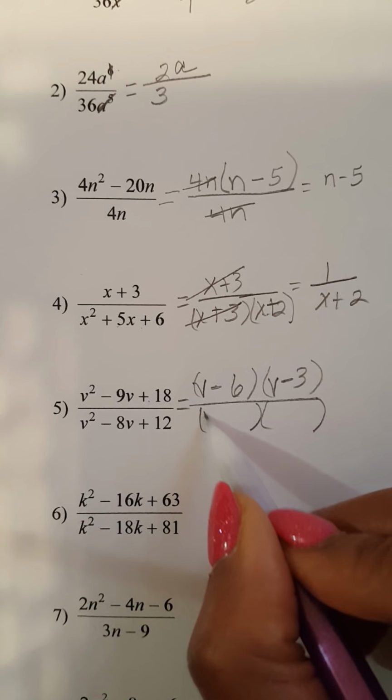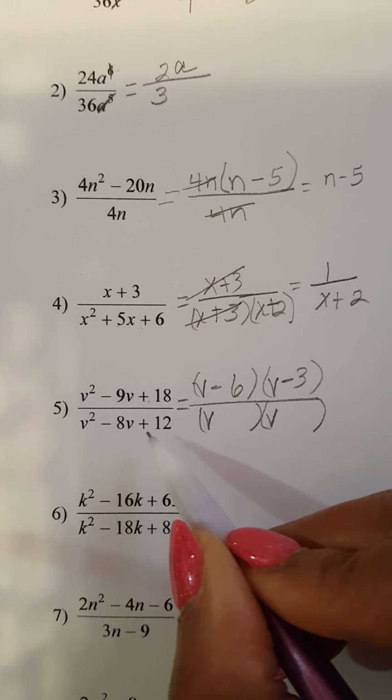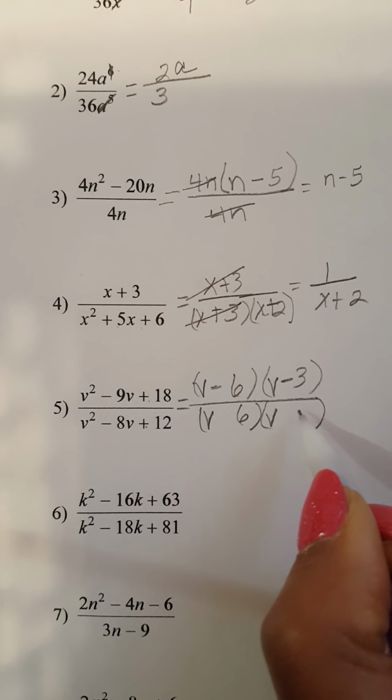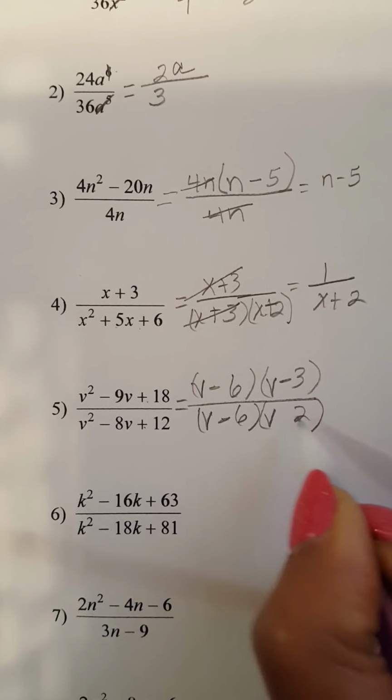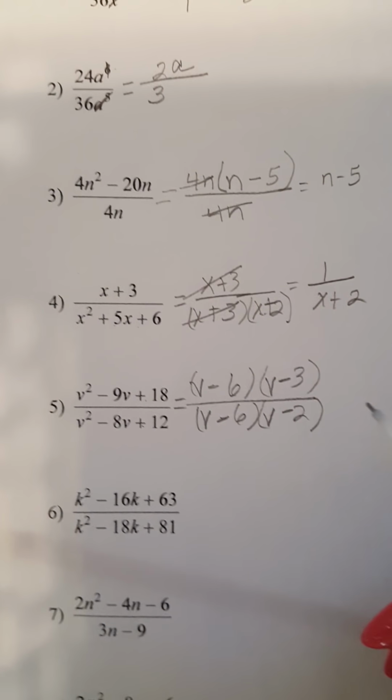V squared is v times v. What multiplies to give me 12 and adds to give me 8? That will be 6 and 2, and everything's the same. Signs will be the same, both minuses. Now we have them factored.